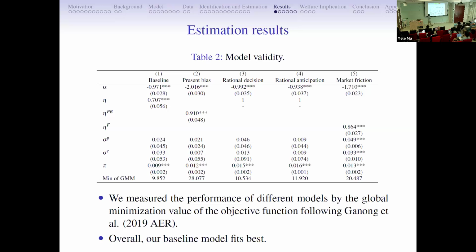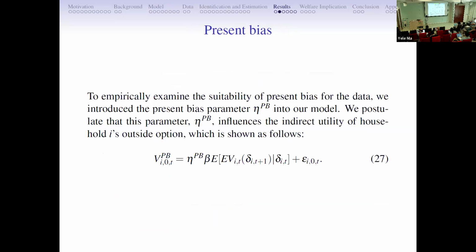Okay, and column 1 shows our baseline results. We also compare our baseline results with many different kinds of potential models. That is because, if we want to highlight our story, some potential mechanisms such as other behavioral bias or market frictions might also explain the pattern in our data. So we compare our baseline with present bias, rational decision and rational anticipation, and also consider some market frictions in column 5. So what is present bias here?